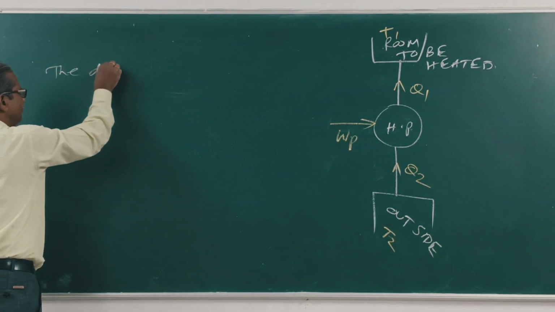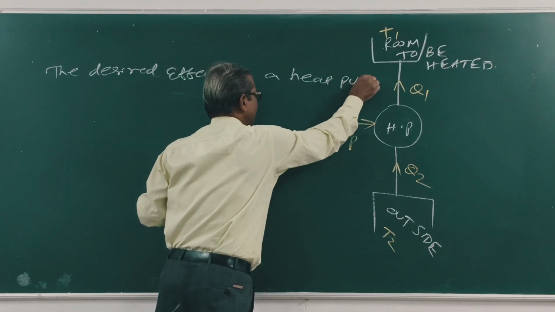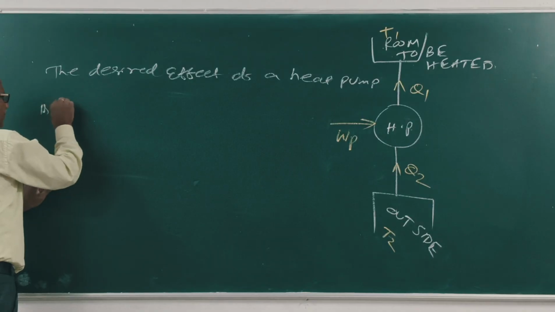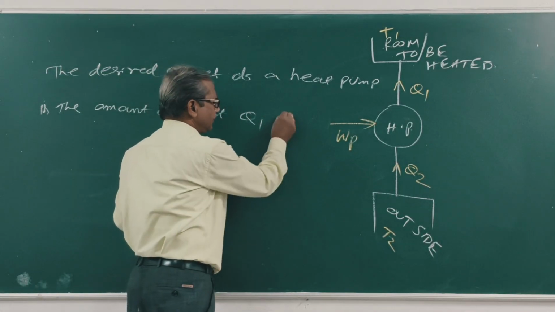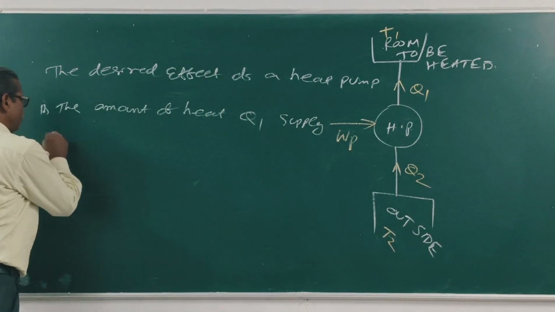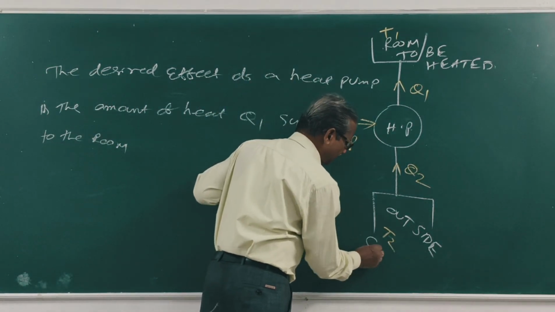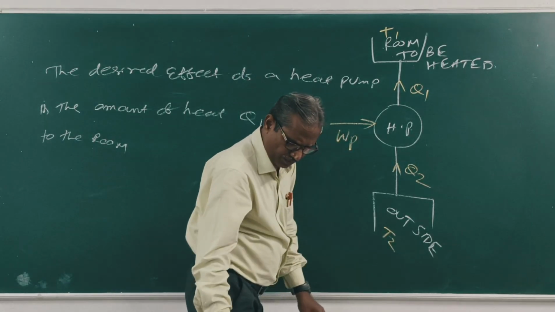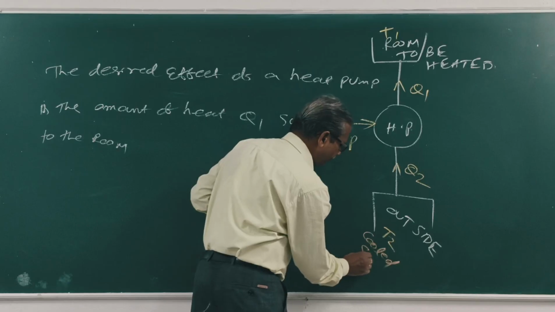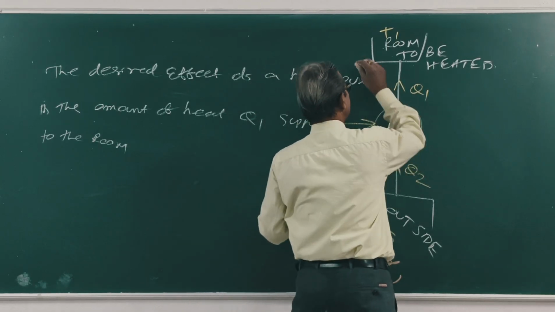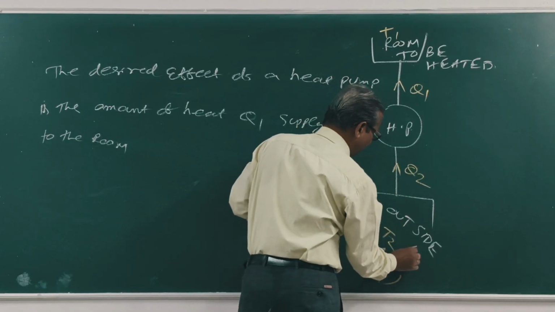The desired effect of heat pump is the amount of heat Q1 supplied to the room. Clear? Here, outside is the cool surface. This is the heated surface or hot surface. Room to be heated. This is high temperature. This is low temperature. This is high temperature.